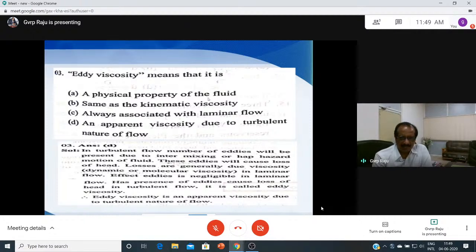So anything turbulent always refers to eddy viscosity. Suppose you see A, B, C, these are all different, but D is the apparent viscosity due to the turbulent nature of the flow. So eddy means it is obviously D. Eddy viscosity is an apparent viscosity due to the turbulent nature of the flow. If it is eddy, you can correlate it to turbulent. So the answer is D here.